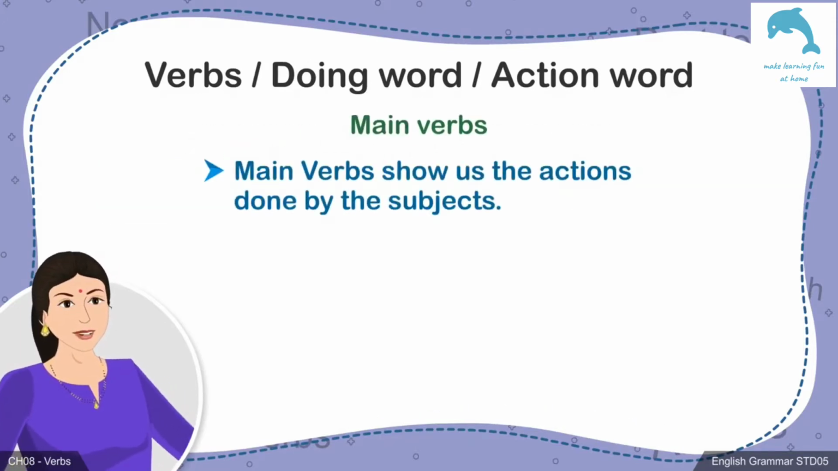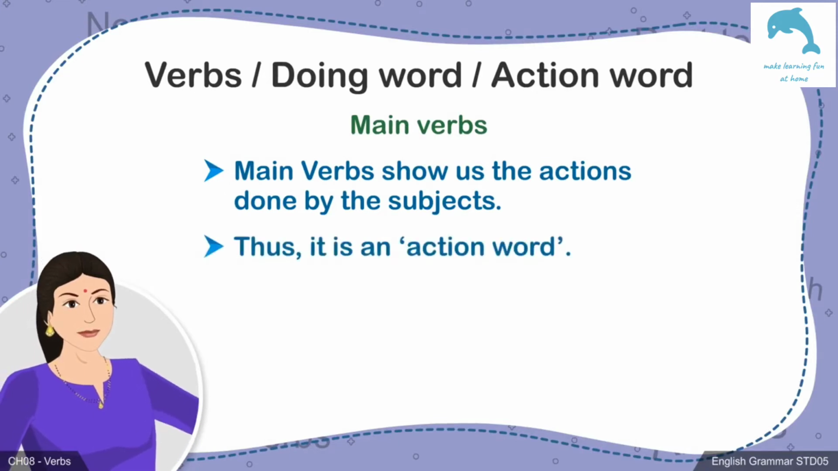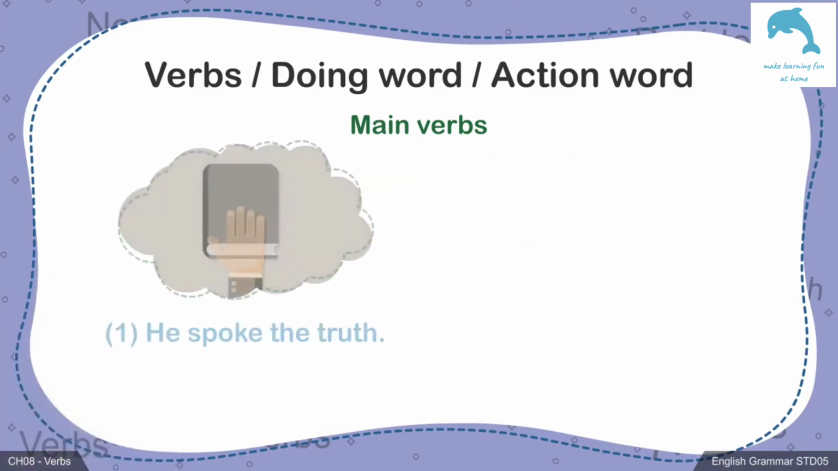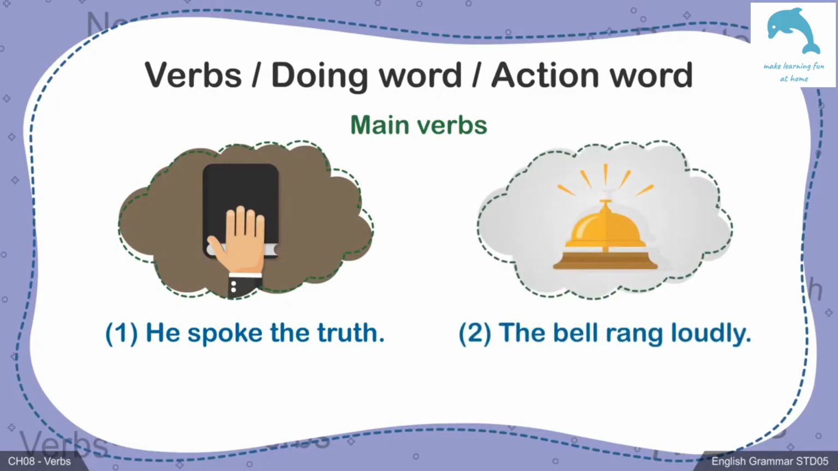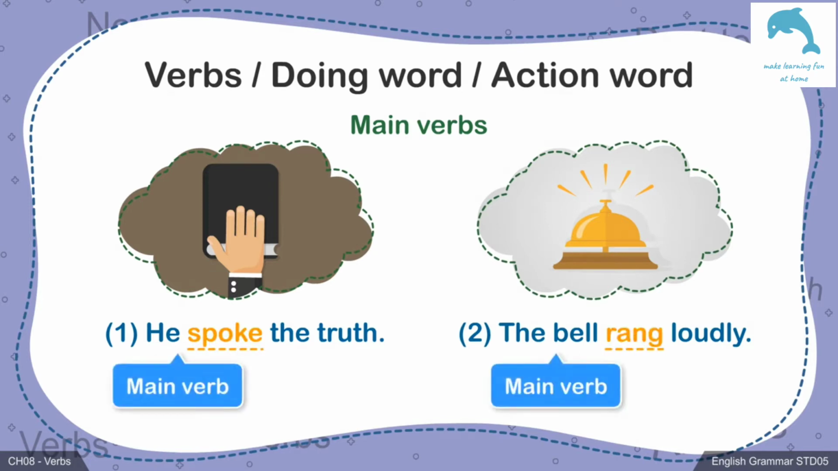Main verbs show the actions done by the subjects. Thus, it is an action word. In the two sentences that are given on the screen, 1. He spoke the truth. 2. The bell rang loudly. The two action words, spoke and rang, are the two main verbs used.